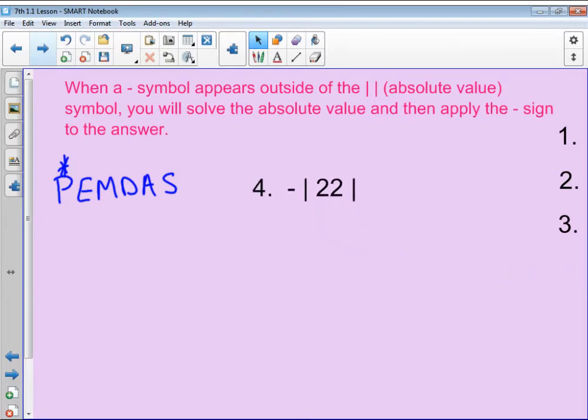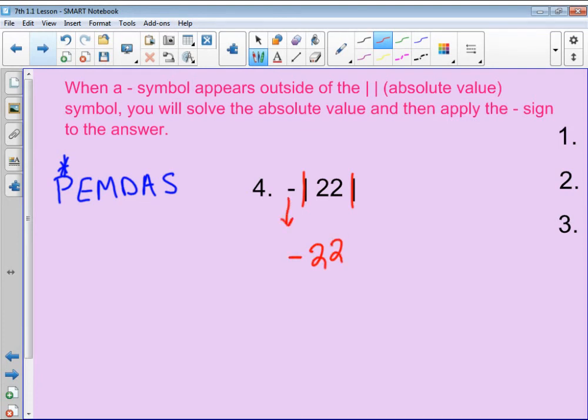One last one. We're going to start solving here. So the absolute value of 22 is 22. And we'll apply. So we should have ended up with a negative 22 for our final answer.